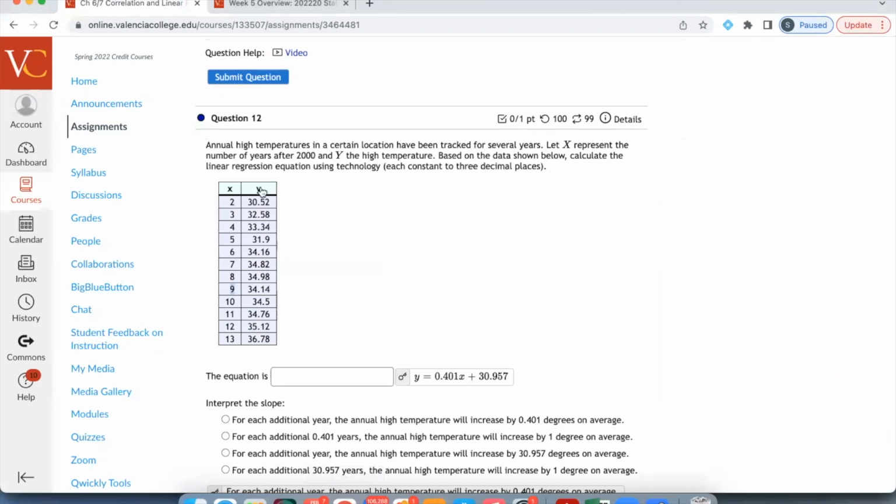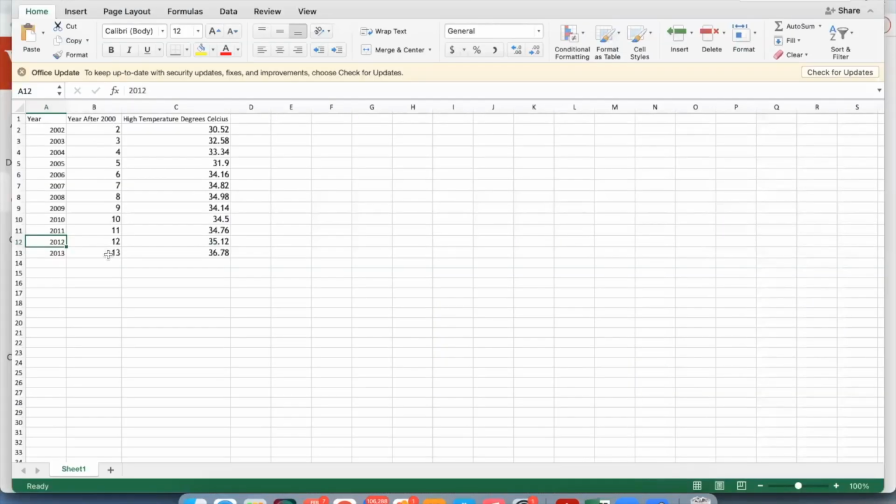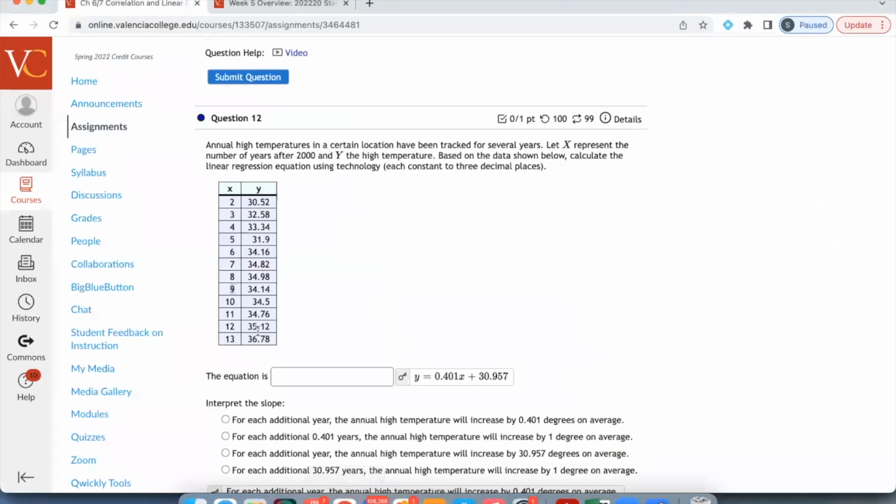Okay, so here are all of our data points. I've entered these into Excel, and I put labels on. So my X's were the years after 2000. And these temperatures, they don't tell us in the problem, but I'm assuming these are temperatures in degrees Celsius, because these are high temperatures. Those don't make sense to me as highs in Fahrenheit, unless this is like, you know, Antarctica or something.